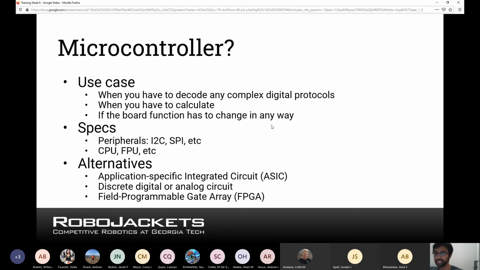So once you know, yes, I do need to use a microcontroller, or no, I don't, if you did need to use one, you have to consider the specs of that microcontroller. What sort of features do we need on it? And as you may recall from firmware training, the microcontroller has a CPU and it has many peripherals connected to that CPU. So what peripherals might you need? You might need timers. You might need a PWM output. You might need communication protocols such as I2C or SPI.